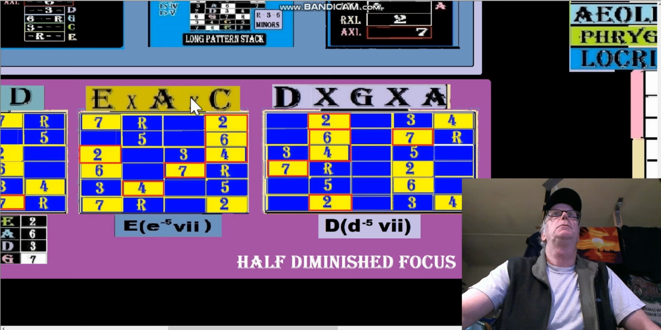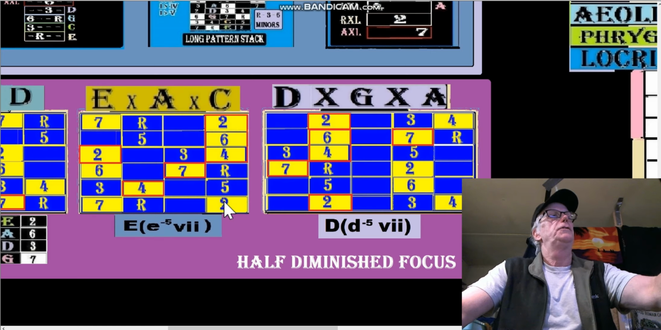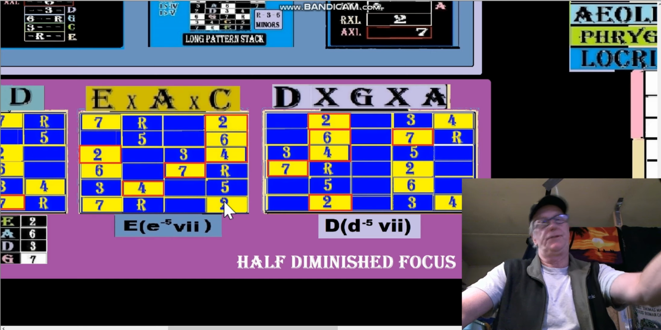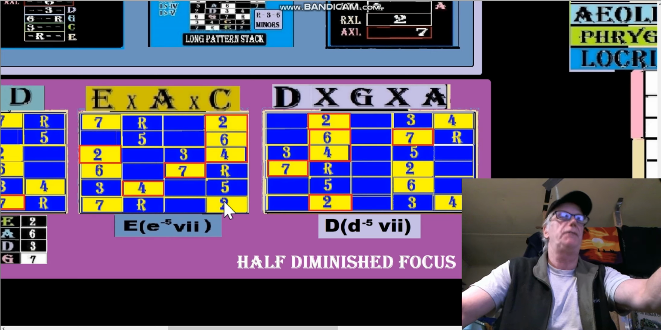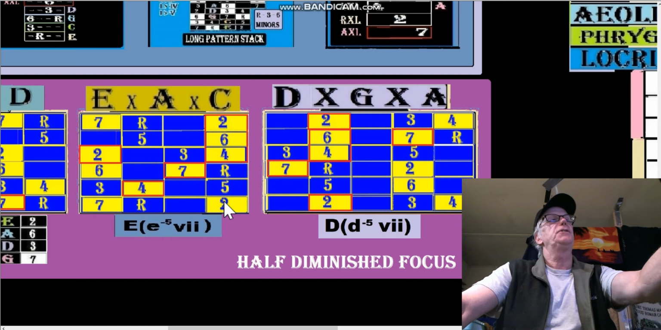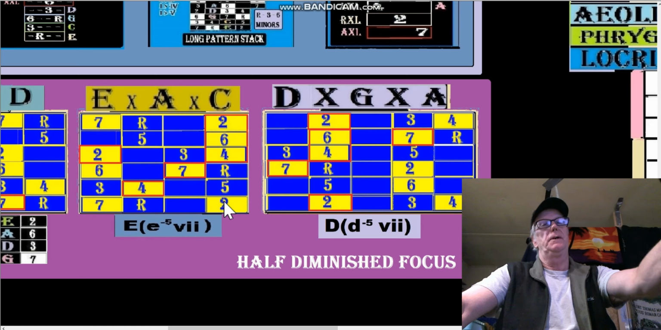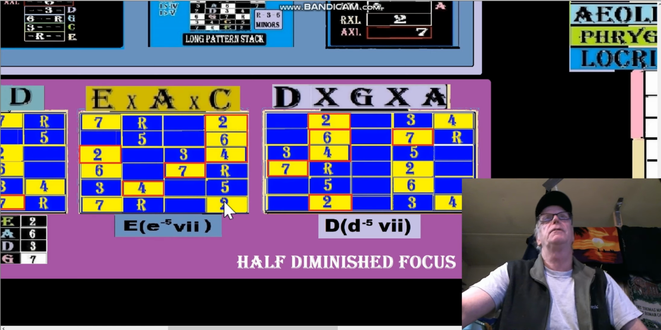So this is your normal E, A, C box. Okay, and in the yellow we have 7, 2, 4, 6. Okay, so this is your B half diminished seventh. It adds the sixth of the root, which is the seventh of the half diminished seventh. Okay, so it's that nice half diminished seventh.